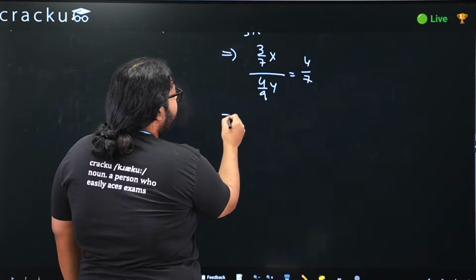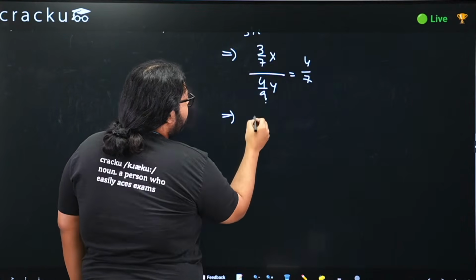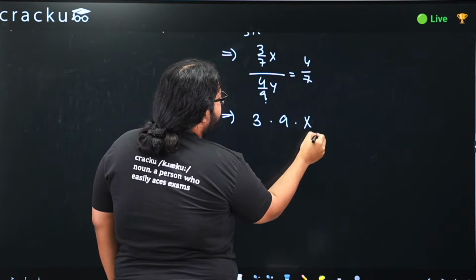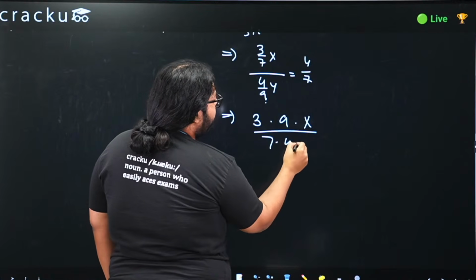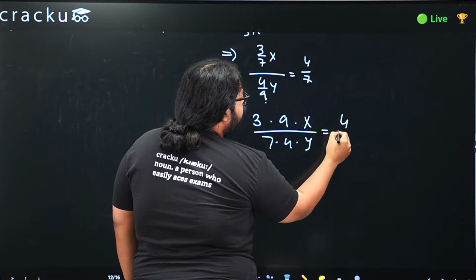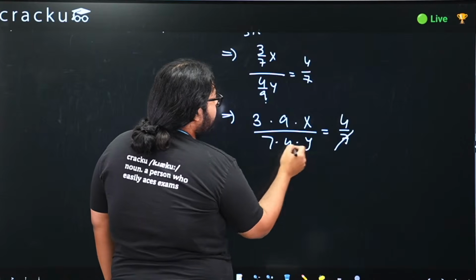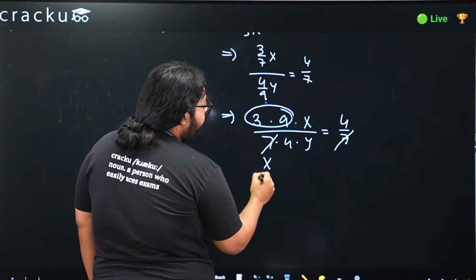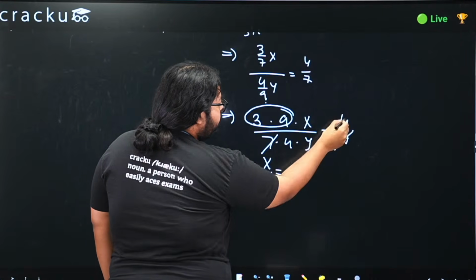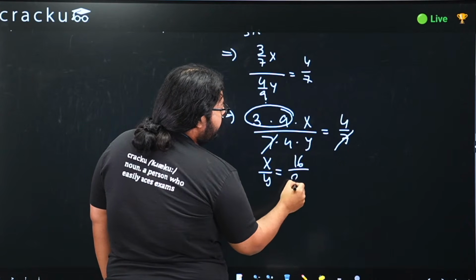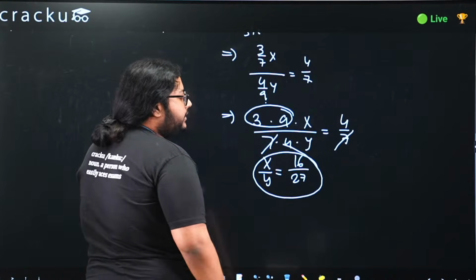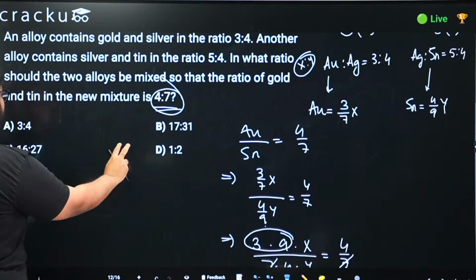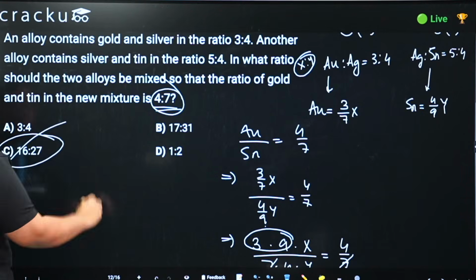So from here 9 basically goes all the way up. So 3 times 9 times x divided by 7 times 4 times y. This is equal to 4/7. 7 gets cancelled out. This is 27. X by y is basically 4 times 4, which is 16, by 9 3s are 27. So the required ratio is 16:27. Pretty simple question. Option C is the correct answer here.